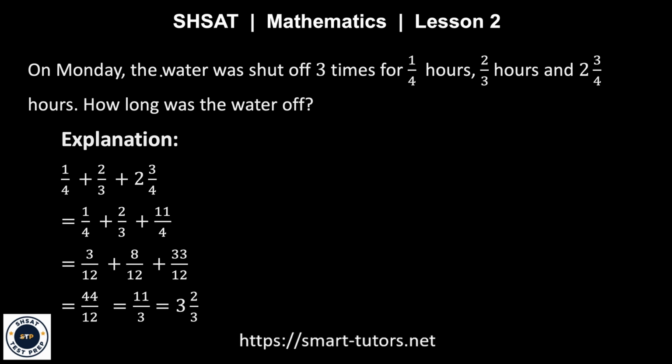So on Monday, the water was shut off 3 times, for 1/4 hours, 2/3 hours, and 2 3/4 hours. How long was the water off? So what do you have to do? You have to add them up. So we did here: make the mixed number into an improper fraction, find the common denominator, which is 12, add them up, and then turn it into a mixed number. That gives you 3 and 2/3. Pause the video and write down every single step and make sure that you understand.